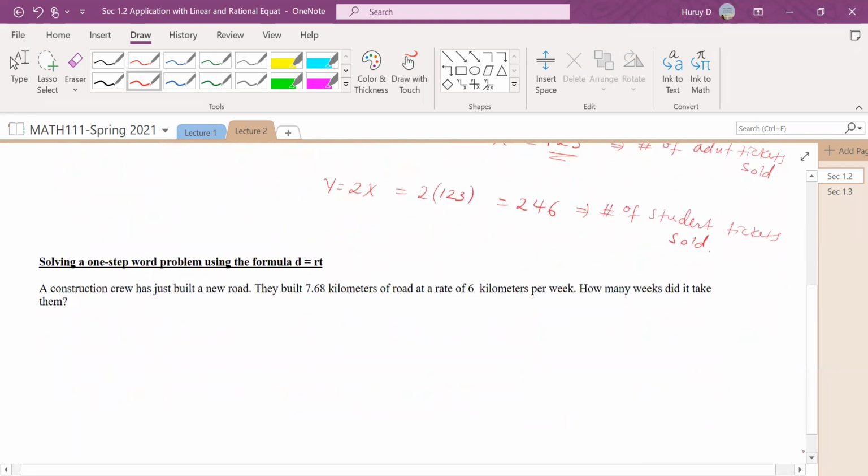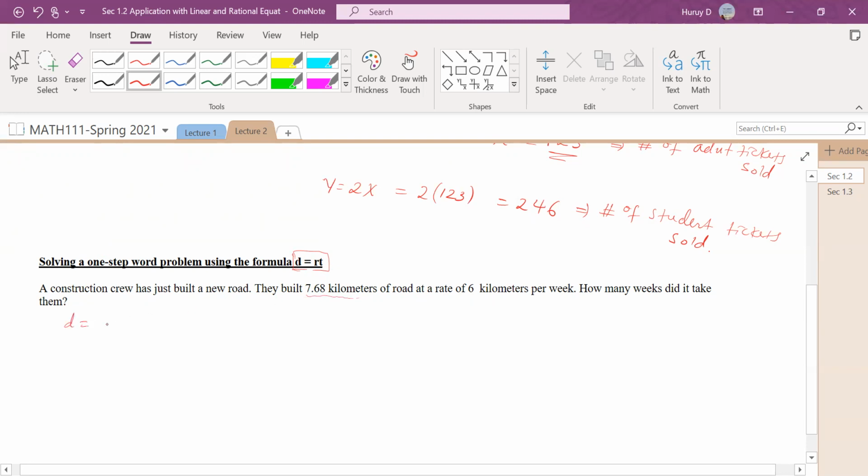All right. And the other type of word problem is the relationship between distance, rate or speed, and time. So here we have the construction crew has just built a new road, and this is a formula. Distance equals rate times time. So here we will use this formula. Okay. Therefore, what givens do we have?